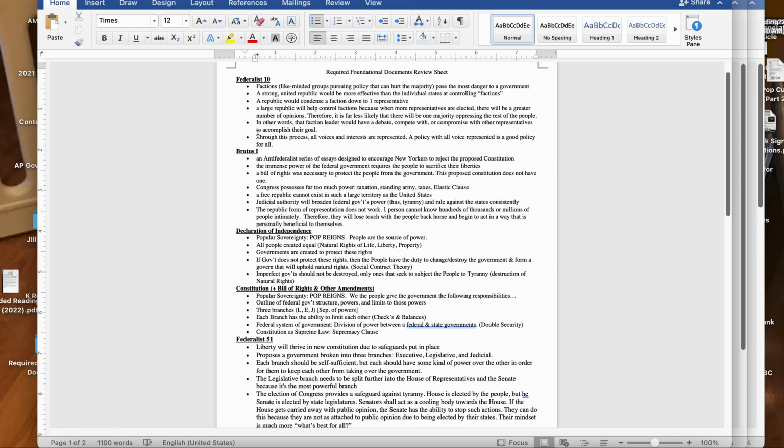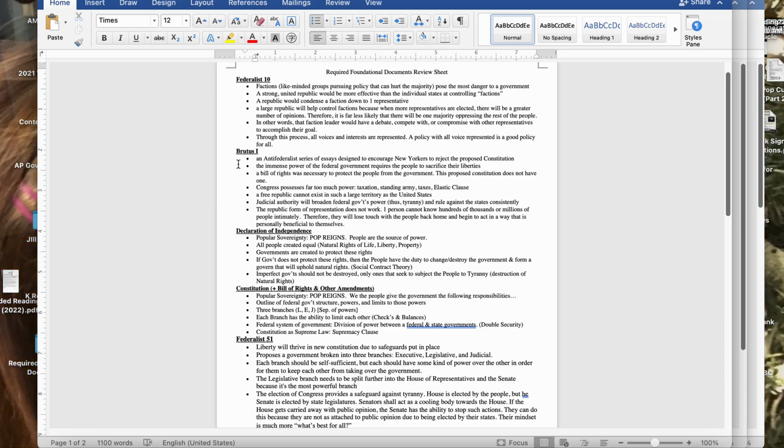But I've done a couple more. So read those real quick. It summarizes the key points. Then we talked about in class Brutus 1, the Anti-Federalist paper that discusses why states should not vote for the Constitution. We identified two major themes: the very strong central government with a lot of power was a concern to them, and the lack of a Bill of Rights, which are identified in those bullet points.